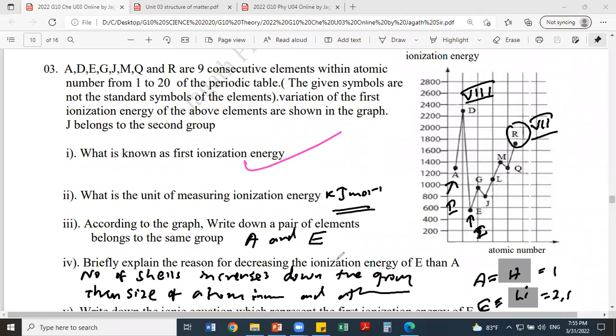Large atom, more reactive. Potassium at the bottom, highly reactive. Easily loses the electron. Largest atom, potassium, lower ionization energy. Less energy required to remove the electron. Understood? Right. Then next one.